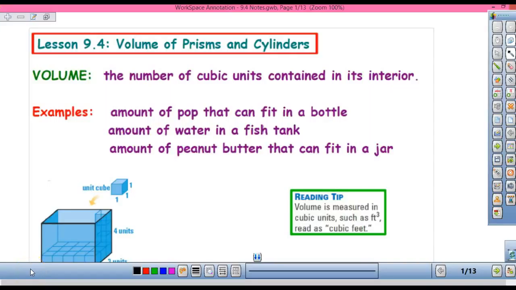All right, good news. Today is not very hard. Okay, volume in prisms and cylinders.